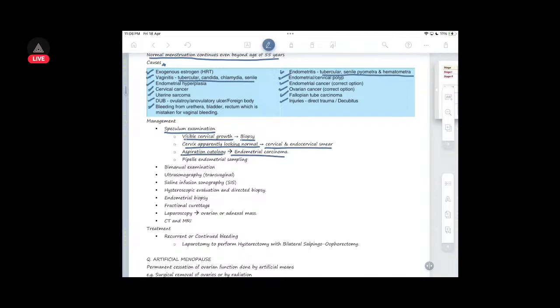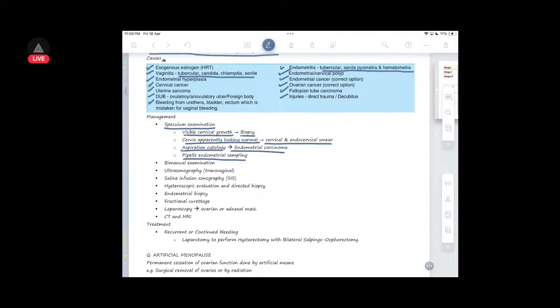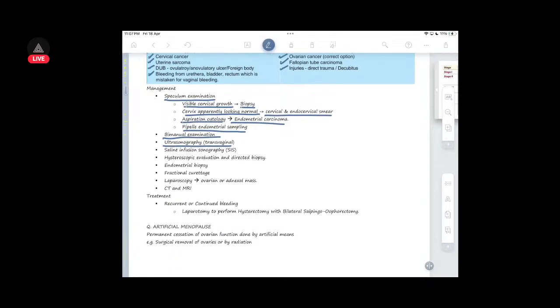Aspiration cytology will lead to endometrial carcinoma. People, endometrial sampling should be done. Then bimanual examination can be done. Ultrasonography, transvaginal, you have to do. Saline infused sonography, SIS, can be done. Hysteroscopic evaluation and directed biopsy can be done. Endometrial biopsy can be done.